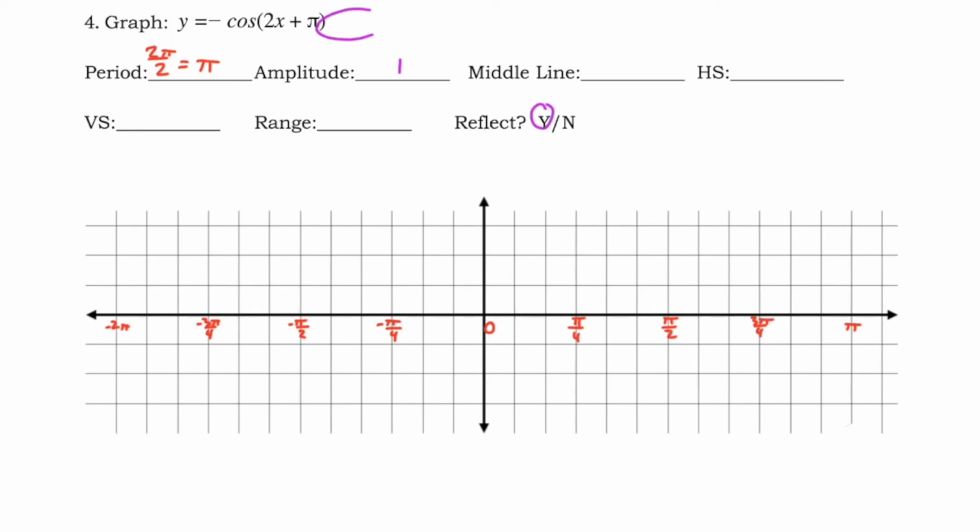And for the middle line, I can see that the graph hasn't been moved up or down at all, so it's just going to be y equals 0. So to label the y-axis, I'm actually going to stretch it out a little bit and put 1 at 2 units above it and -1 2 units below the x-axis.